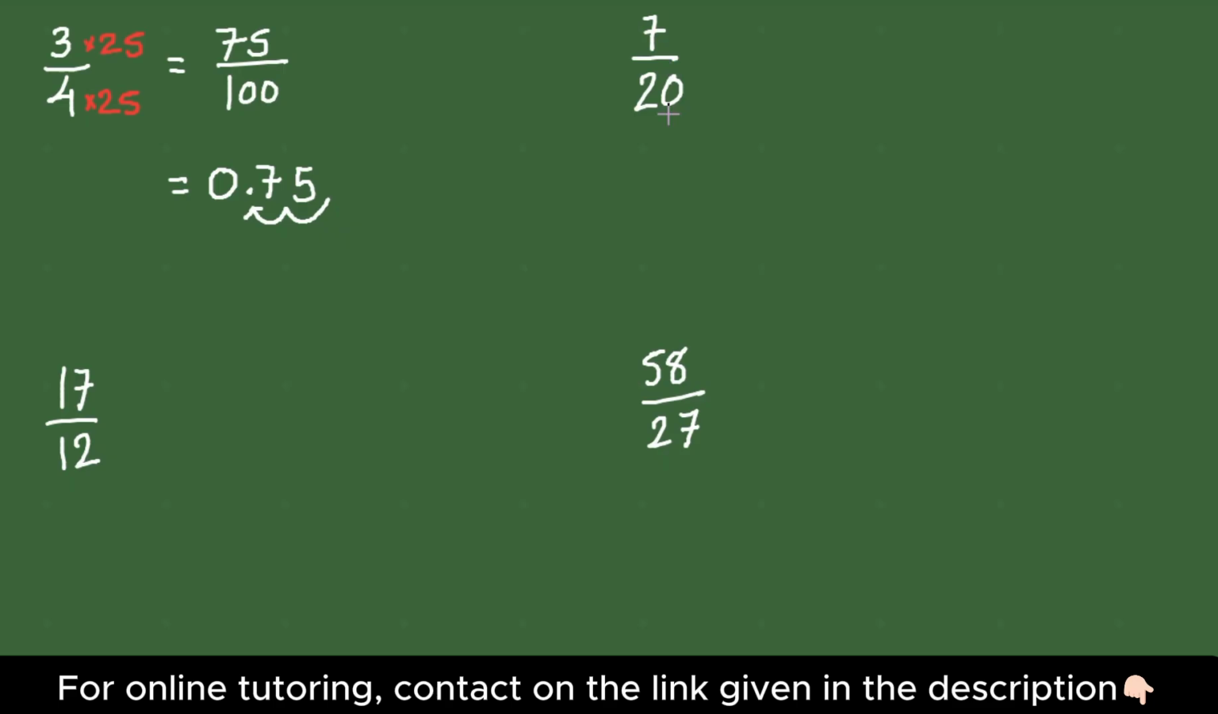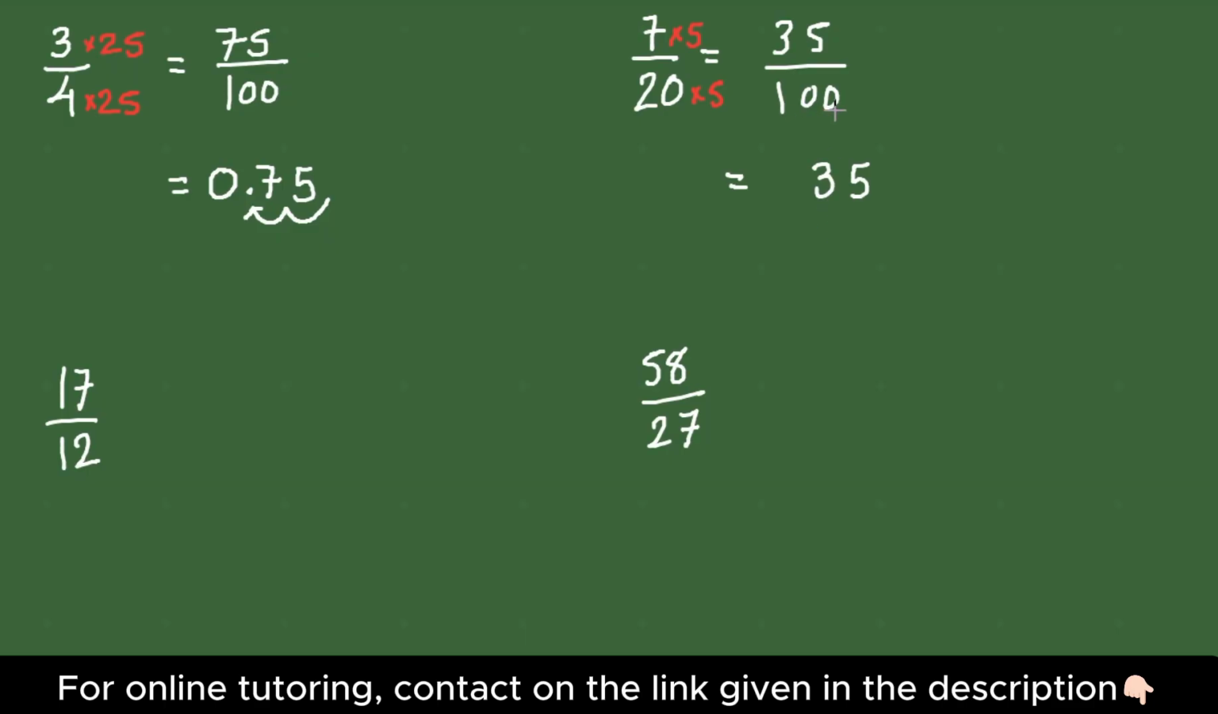Now we have 7 over 20. If we multiply 20 by 5, we can get 100 in the denominator. So we will multiply the numerator also by the same number 5. Now 7 times 5 is 35 and 20 times 5 is 100. So we have 35.